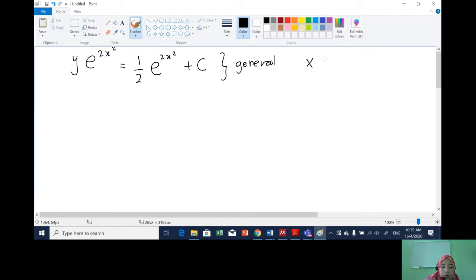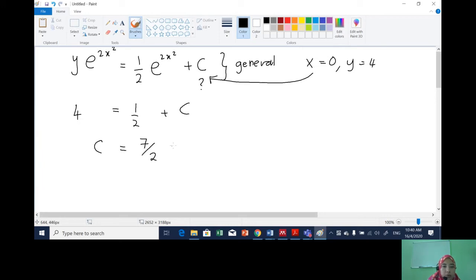And then the boundary values given: x = 0, y = 4. So these two values we have to substitute into the general solution to find out what is the value of c. Okay, so when we say substitute, we have here 4 = e to the power 0, we get 1. So you can simplify, equal to half e power 0, also 1, then plus c. So in this case, c is equal to 7 over 2.